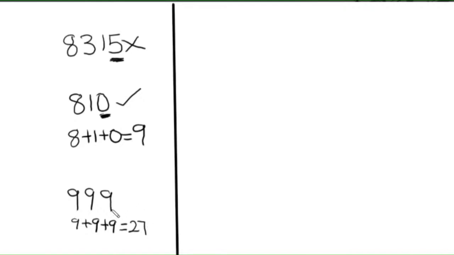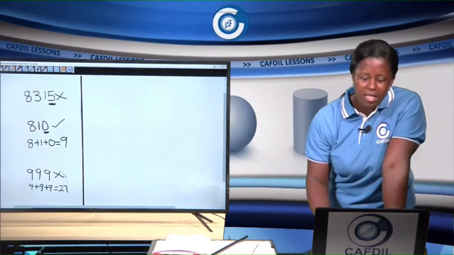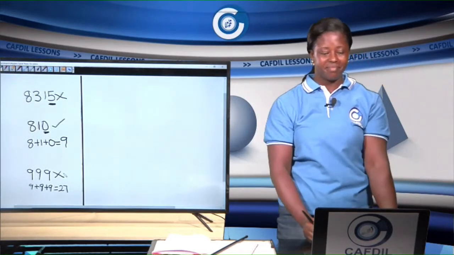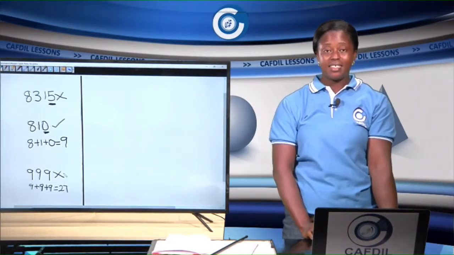Let's check the last digit and see if it is an even number. The last digit is 9. 9 is not an even number. Therefore, this number is not an even number. So, 999 is not divisible by 18.